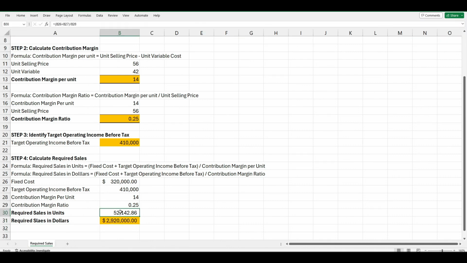And if you guys want to double check this, a good way is, let's say I'm not too sure if my units and my dollars are right. So if I click this, sales in units, I do the star button, or the asterisk, this means times.